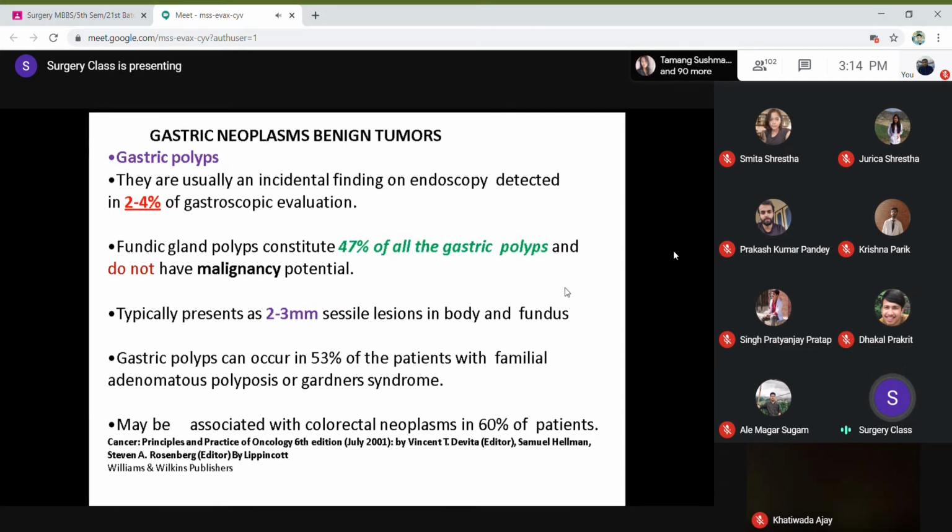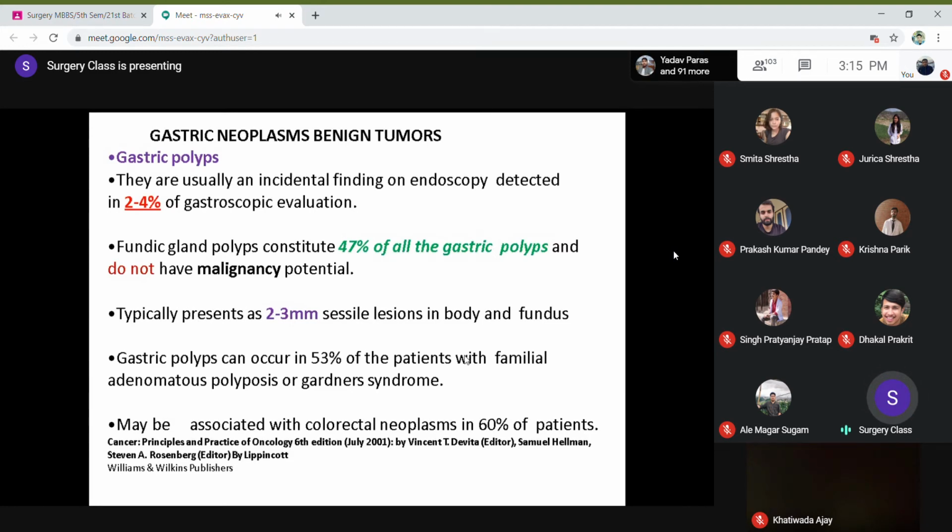So whenever you talk about gastric neoplasm, the benign tumors could be gastric polyps. The fundic gland polyps constitute about 47 percent of all the gastric polyps. Usually they are seen in the fundus, and they are usually hyperplastic polyps. And there is a syndrome known as familial adenomatous polyposis syndrome, or the Gardner syndrome, where 53% of the patients will have gastric polyps.